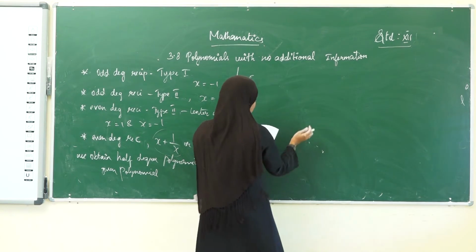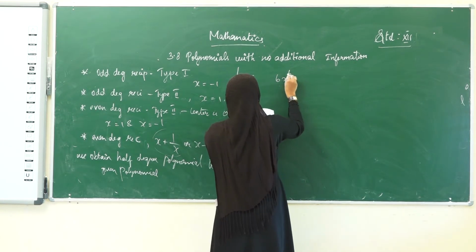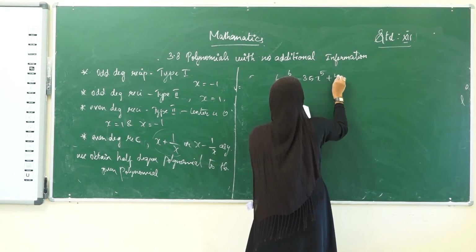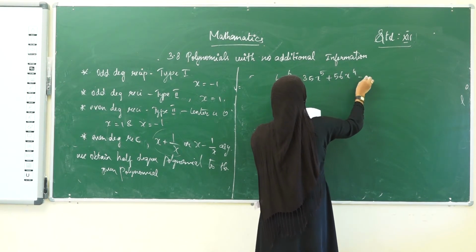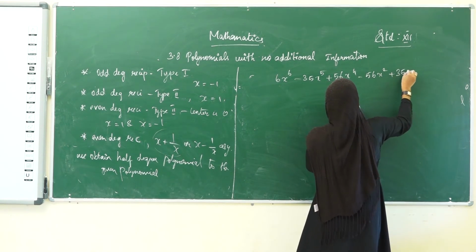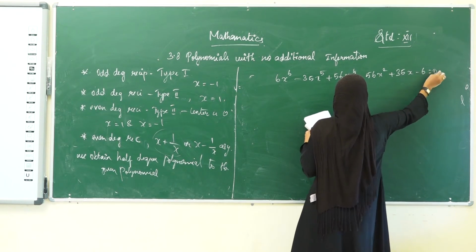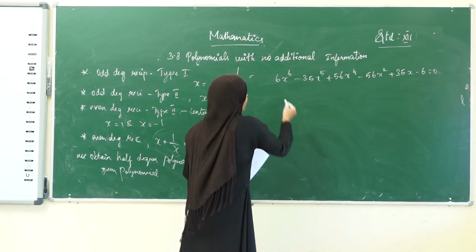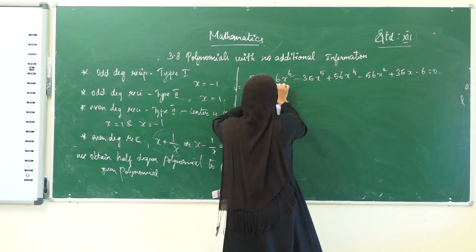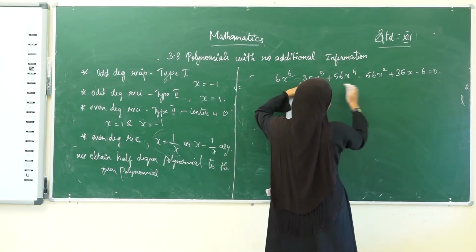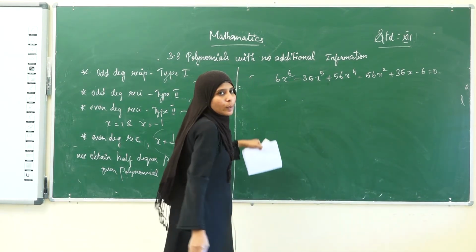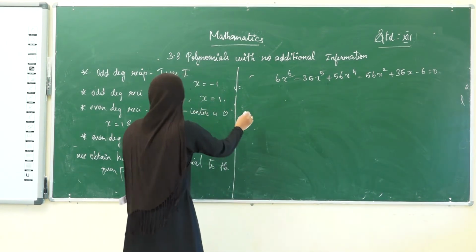They have considered the equation 6x power 6 minus 35x power 5 plus 56x power 4 minus 56x square plus 35x minus 6 is equal to 0. See the degree, it's of even degree. Is this of type 1 or type 2? Here it is plus and here it is minus, here it is minus, here it is plus, and here it is plus, here it is minus. Therefore, this equation is of type 2, even degree type 2.